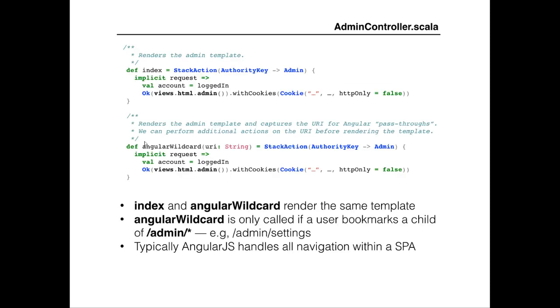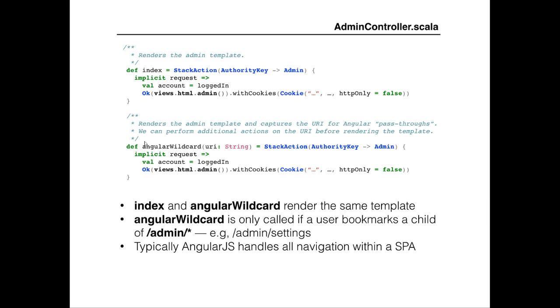So what would your controller look like? In this case, we have an index action and we have an Angular wildcard action. The thing to keep in mind here is both of them, again, are going to render that same views.html.admin. With the Angular wildcard action, you may be able to do a little bit more operations, but for the most part, it's going to render the same thing. You could have these two actions pointing to the exact same response, and it would work fine.